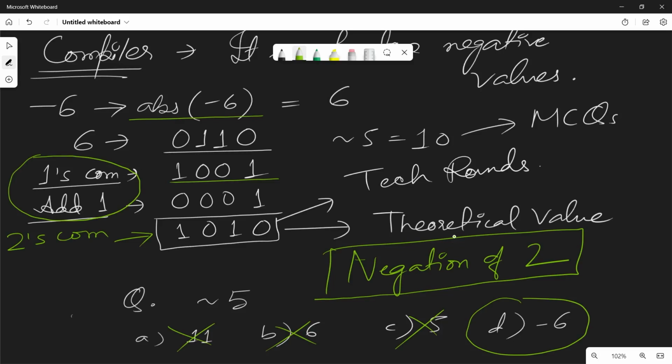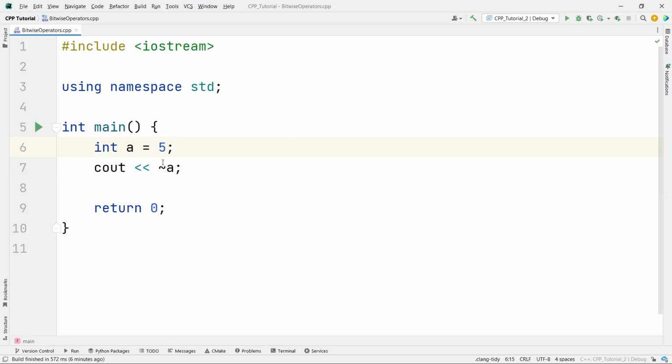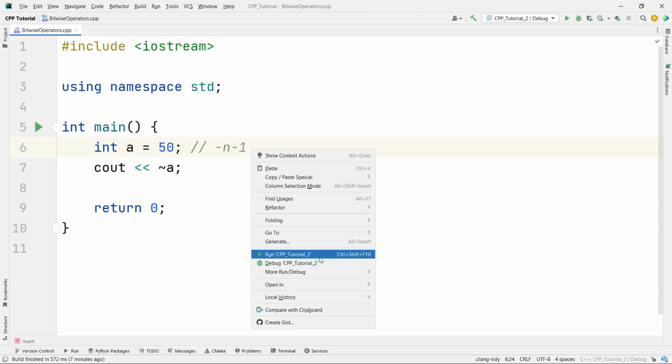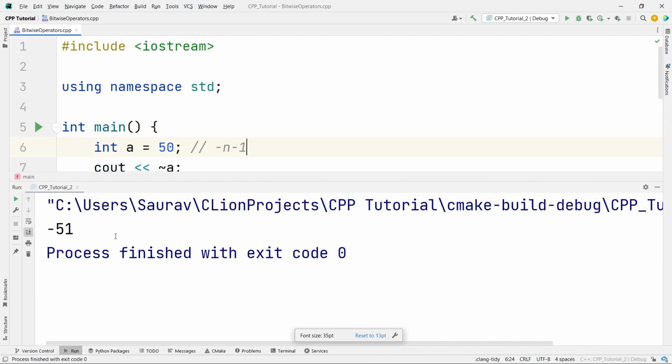So now I hope you were clear about this. Now let's go to the IDE again and try to verify what we have just learned in theory. Let us take any number, 50. As I told you the logic, it is minus n minus 1, right? So minus 50 minus 1 should become minus 51. Let's run this and check. Yes guys, you can see here, right? Minus 51. So this is about the bitwise not.